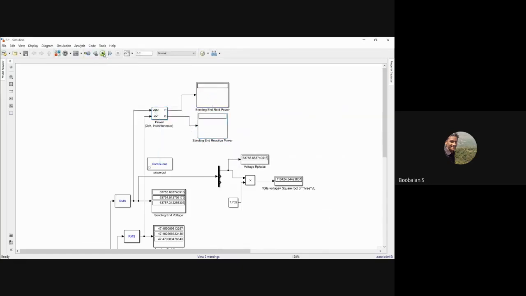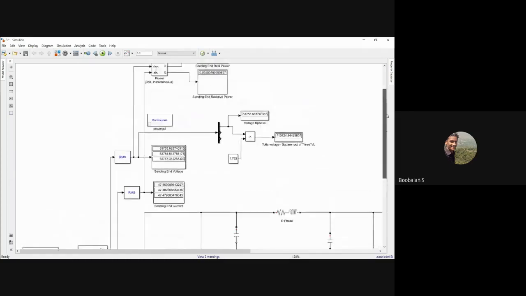Just one second, just run your program. It will automatically calculate your sending end real power and reactive power. Just see. This is my real power. This is my reactive power. So this is our real power and reactive power at my sending end. Now just repeat this same procedure.